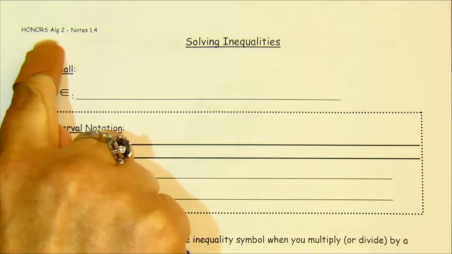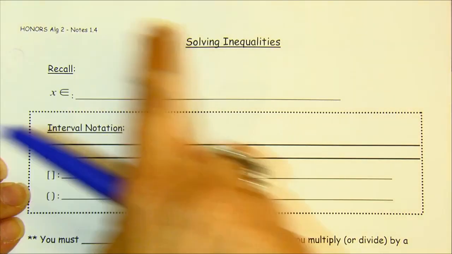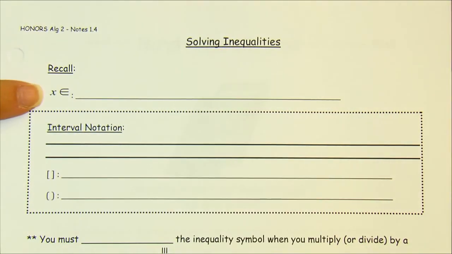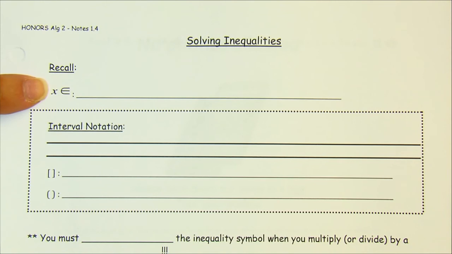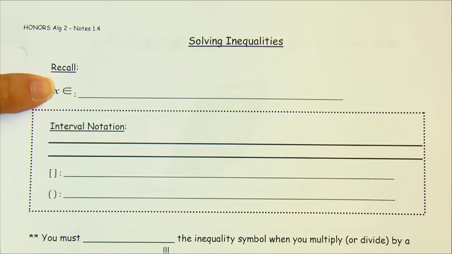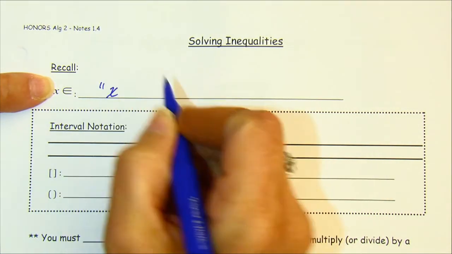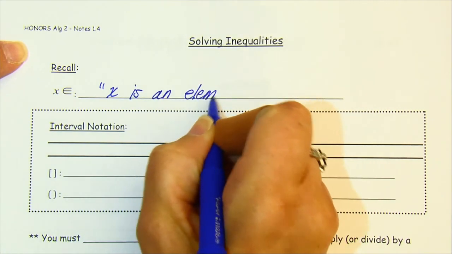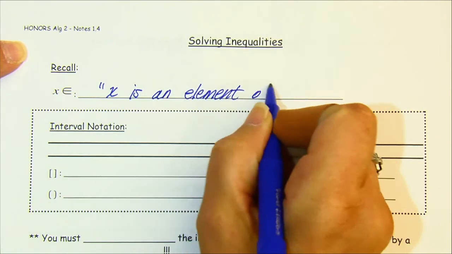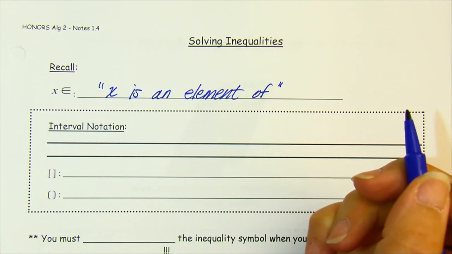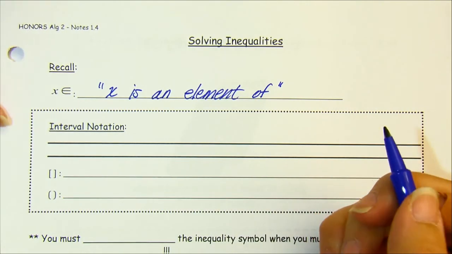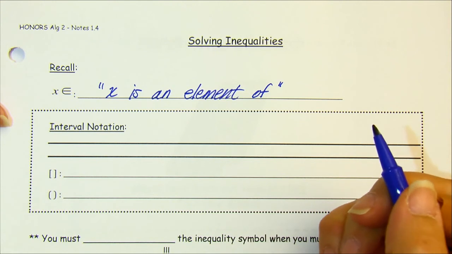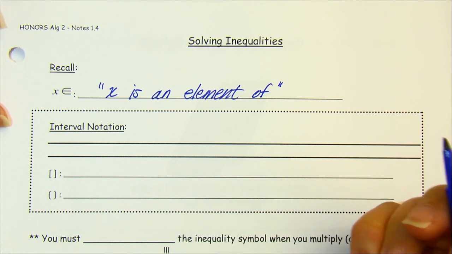Hello, Honors Algebra 2 notes, Chapter 1, Section 4, Solving Inequalities. Okay, so let's recall this notation right here. This means x is an element of. So in quotes, we'll say this means x is an element of some set. And we'll see how we're going to use that at the bottom of the page with our examples.